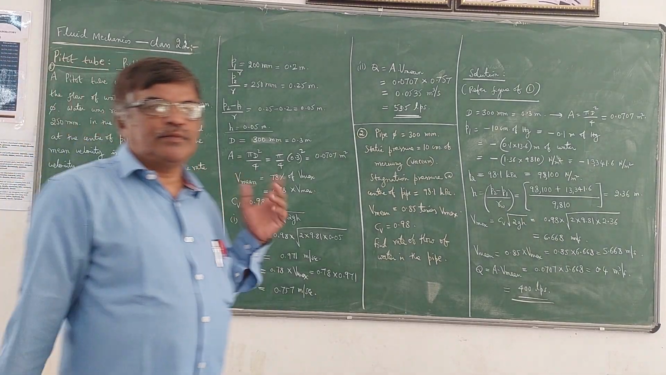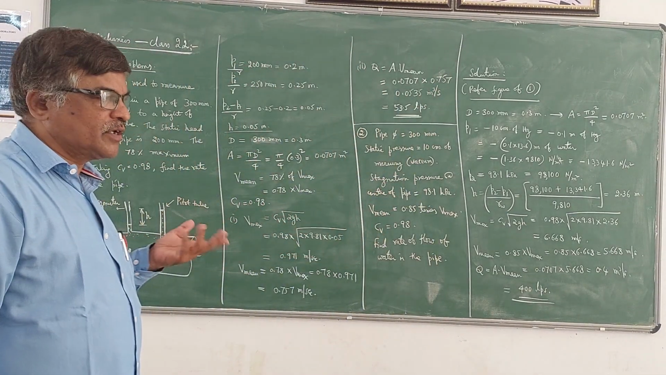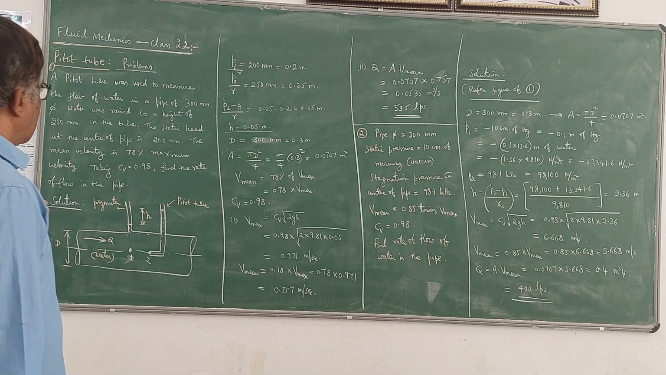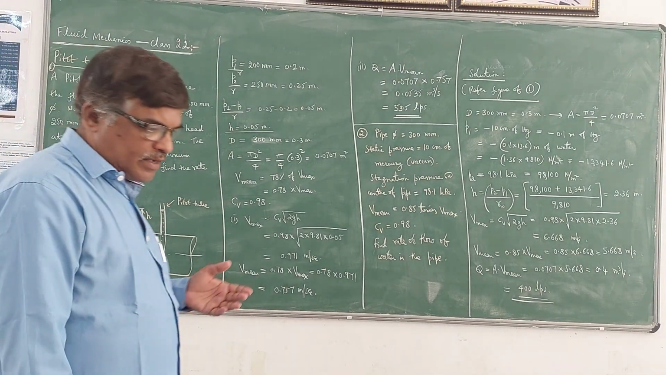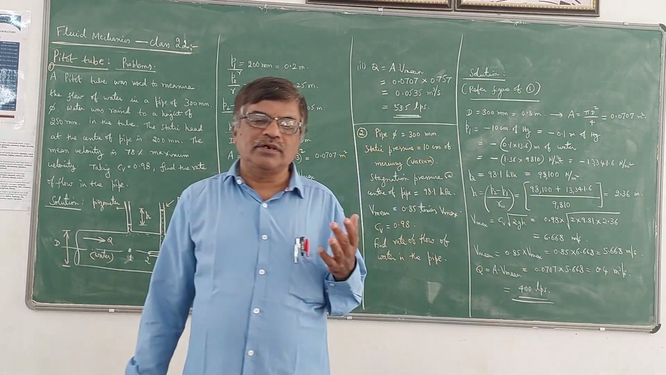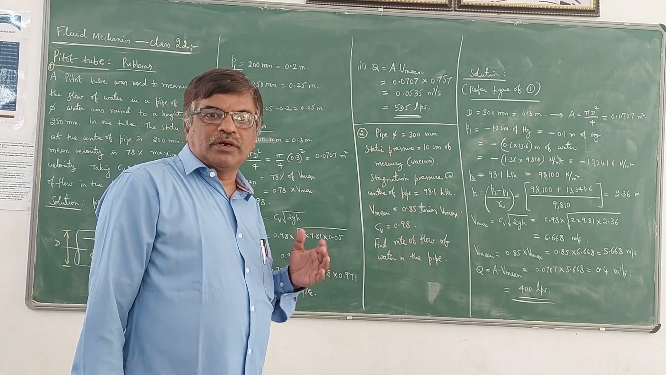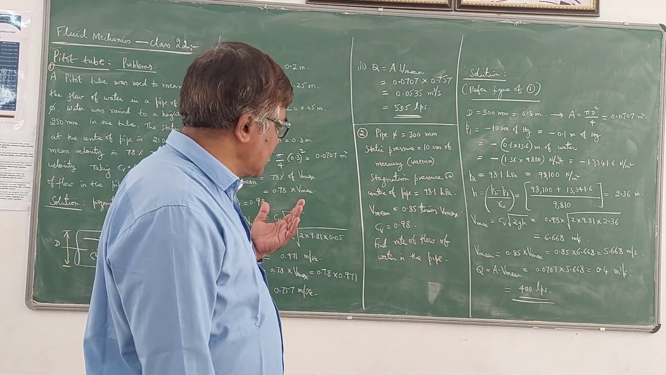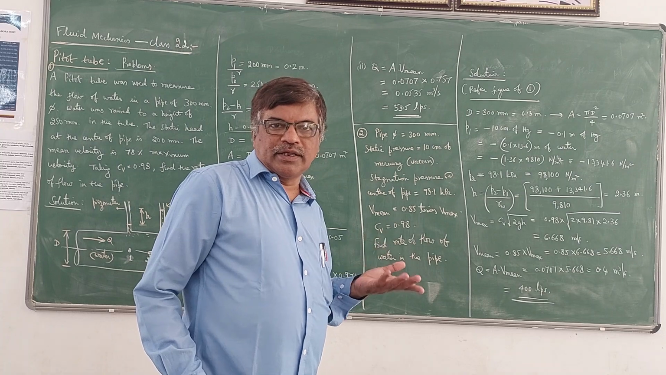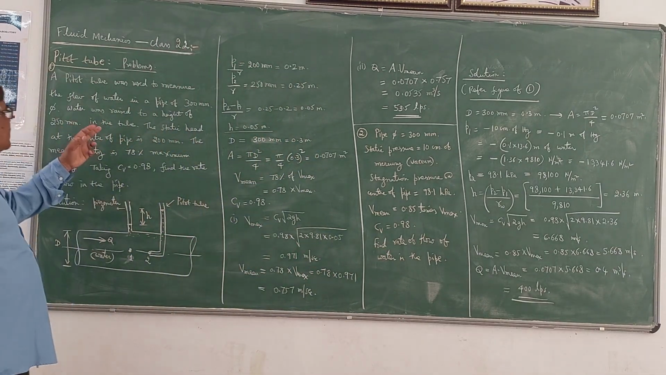In this class, I will explain two problems on the Pitot tube, an application of Bernoulli's theorem. In the last class, I gave the concept, the principle, and also the derivation of the velocity equation using a Pitot tube to measure the velocity of flow in pipes or channels. Then, how to get the rate of flow or the discharge. So the first problem states like this.